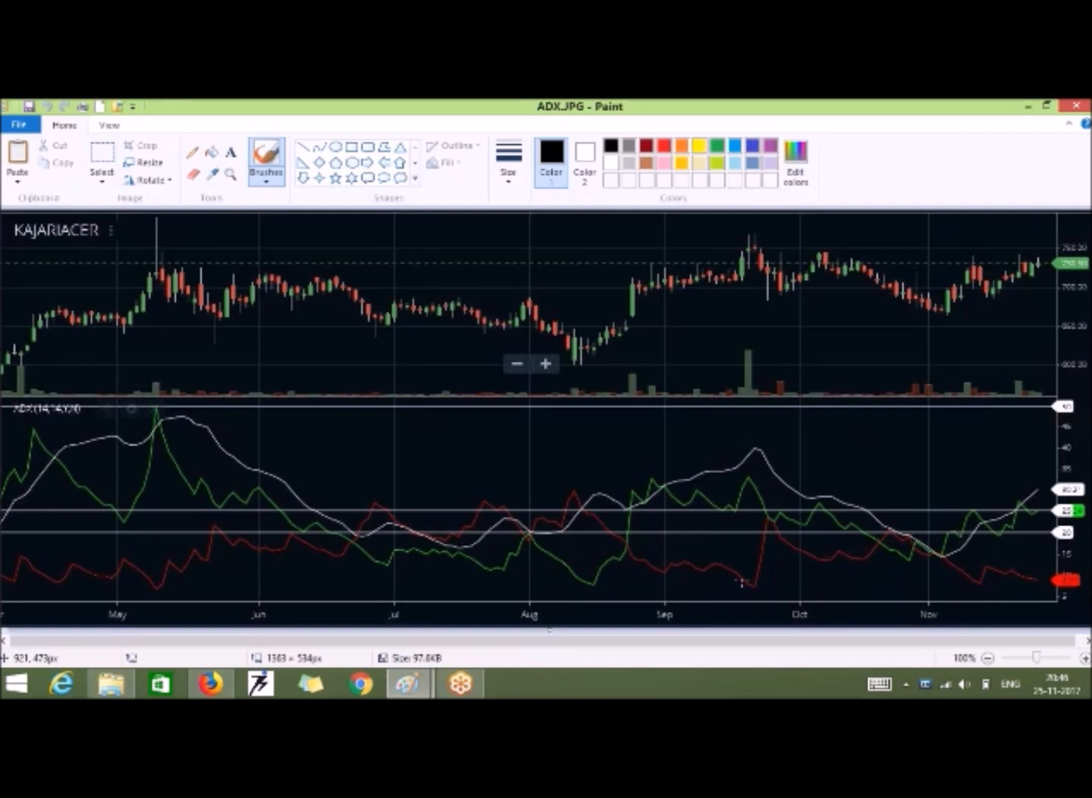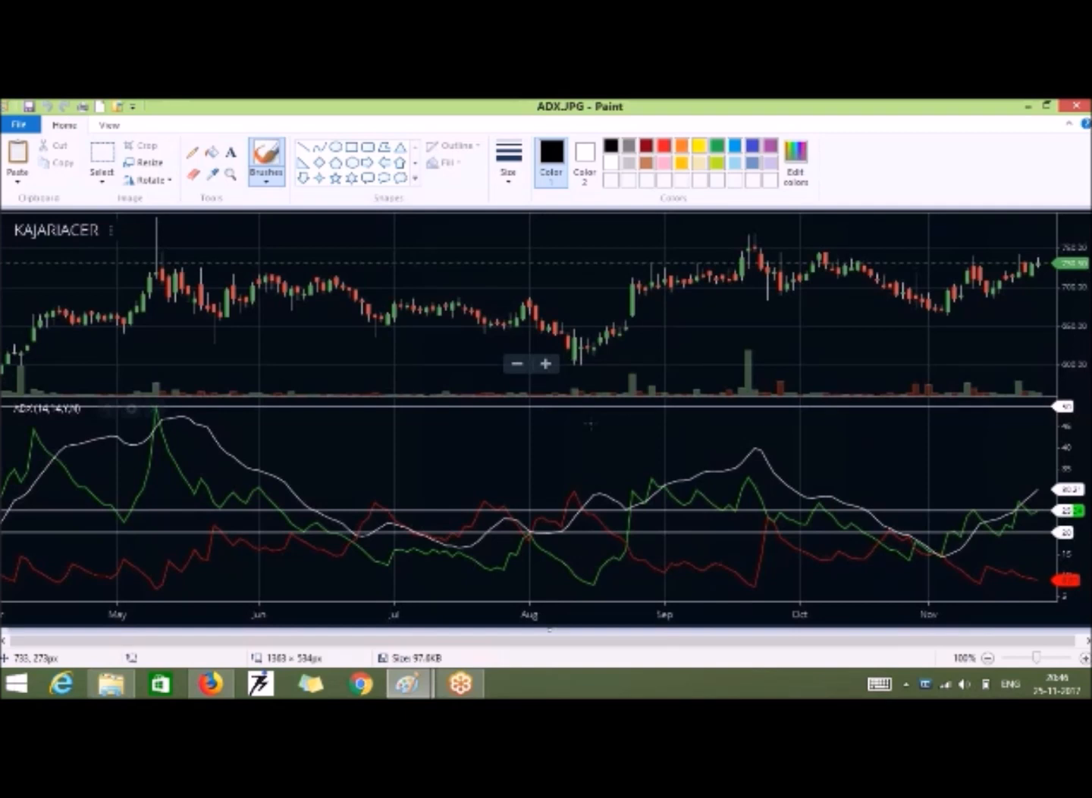The first one is ADX below 20 indicates absence of trend. One more thing I forgot to mention is that ADX travels from 0 to 100, it fluctuates from 0 to 100, and we have to keep three horizontal lines: one at 20, the other at 25, and the last one at 50.